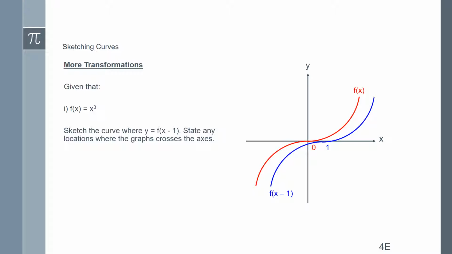We have to state where it cuts the axis though, so we also have to work out where it cuts the y-axis. Our original function was f of x, which is x cubed. f of x minus 1 is our new function, which is x minus 1 cubed. And when x is equal to 0, y is equal to minus 1. So that's where it cuts the y-axis, at minus 1. Label all of the points when you sketch your graphs.